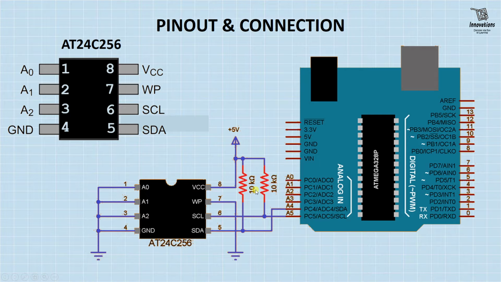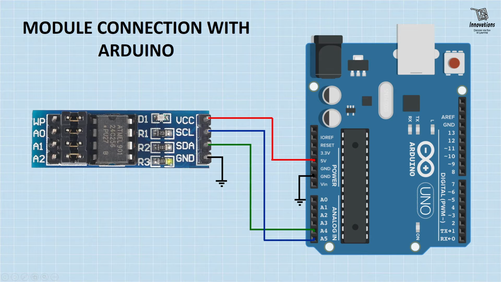Now we will see how we can connect the module with the Arduino. In the module, the pull-up resistances are already given, so we need not connect the pull-up resistance. We can very easily connect the module with the Arduino. The VCC pin to the 5 volt supply, the ground pin to the ground, the SDA pin to analog pin 4, and the SCL pin to analog pin 5. Very simple connection, and if we need to change the addresses, we can change these jumper settings. We will come to that discussion in a moment.